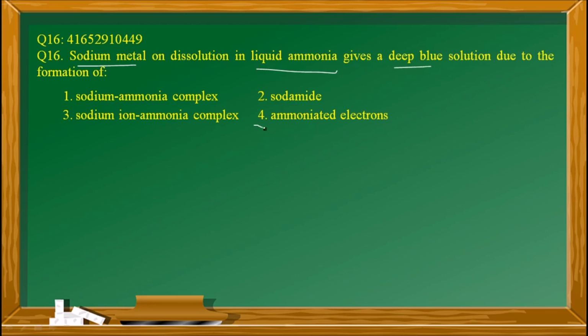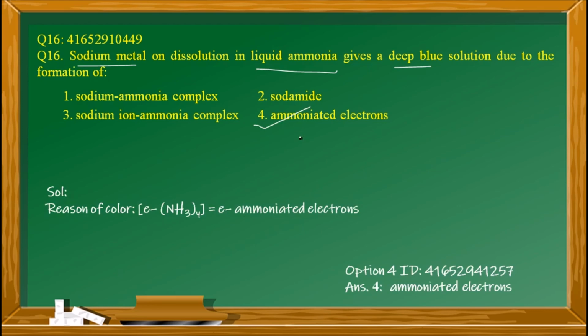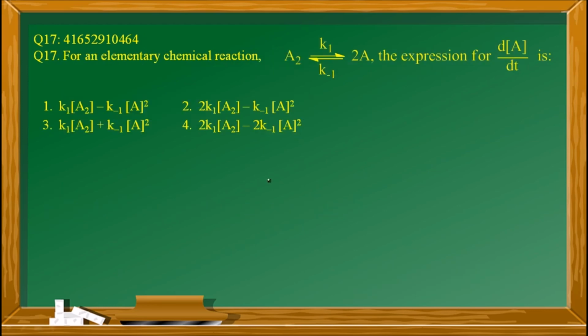Dear friends, the color comes due to ammoniated electrons. It is known that the reason for the color is ammoniated electrons. So option number 4 is the correct option, friends. Next, question number 17. For an elementary chemical reaction, A2 is 2A.